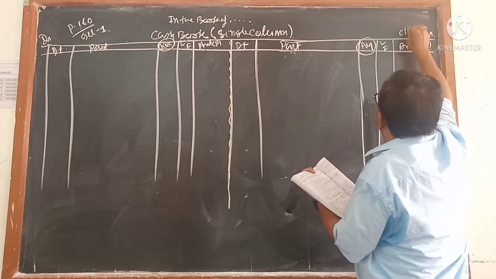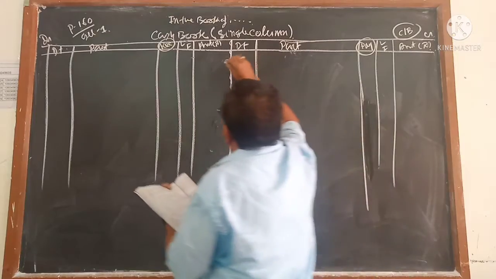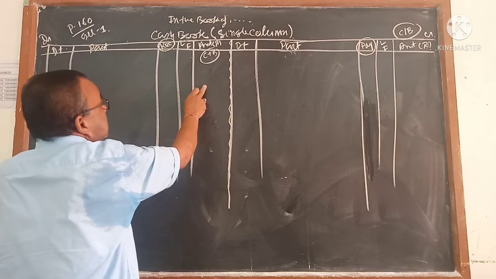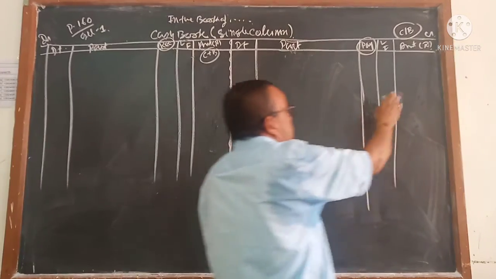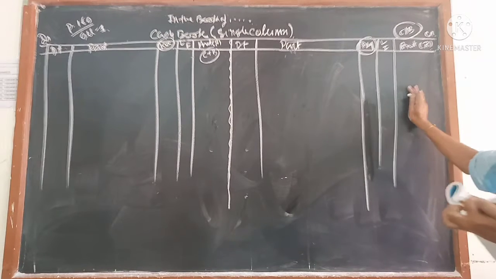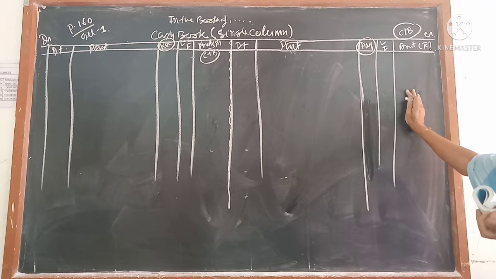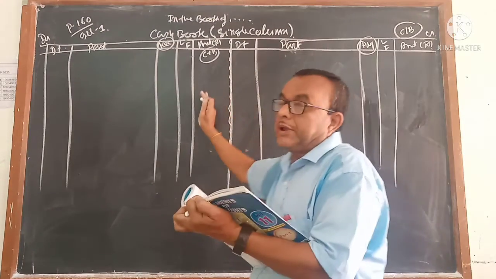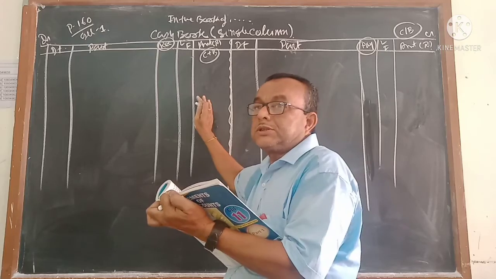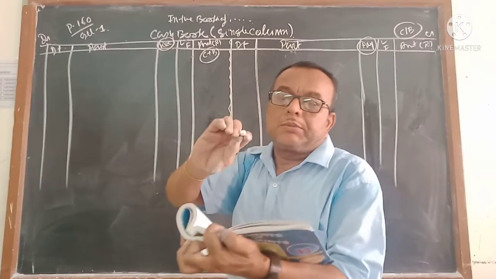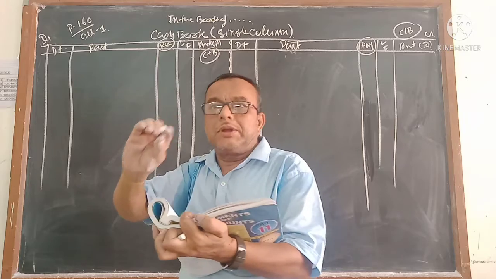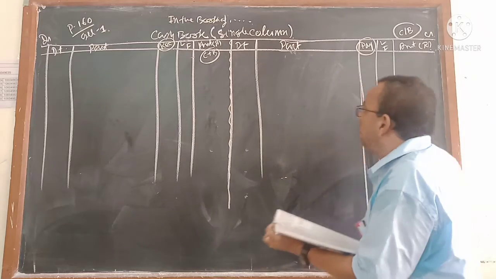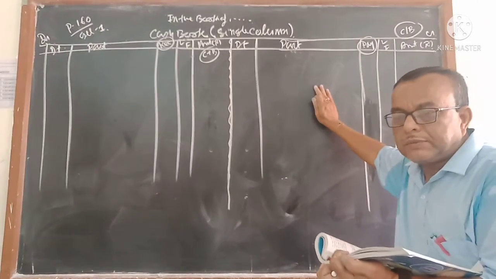This is cash and bank, both you have to write in one place. That means if cash is coming or bank is increasing, then it will come here. If cash is going or bank is decreasing, then it will come to this side. If cash is coming or bank balance is increasing, it will be recorded on the debit side. If cash is going or bank balance is decreasing, it will be recorded on the credit side.